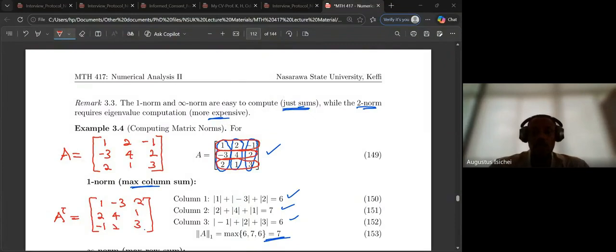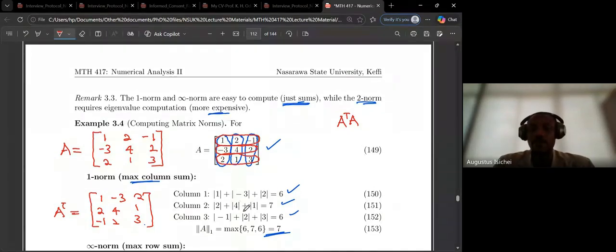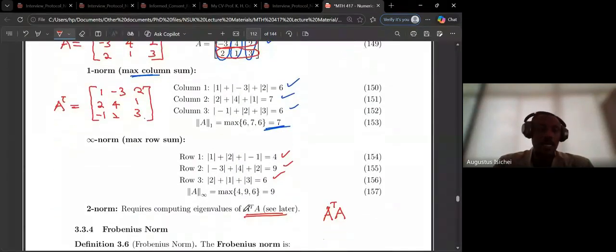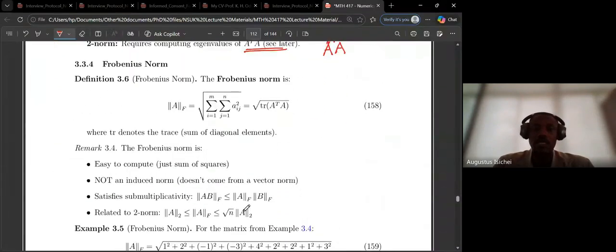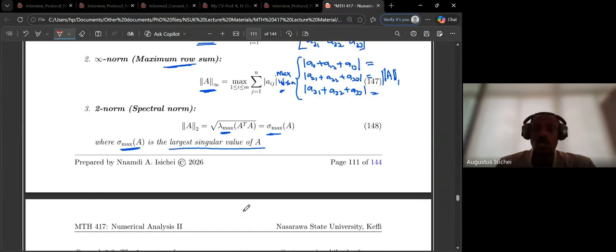That's correct. Next, I want everybody on this call to take your pen and paper and compute the product of A transpose A. We already have matrix A and its transpose. The next thing we want is to compute the product of A transpose A, because we're trying to get the spectral norm. So what is the product of A transpose A?